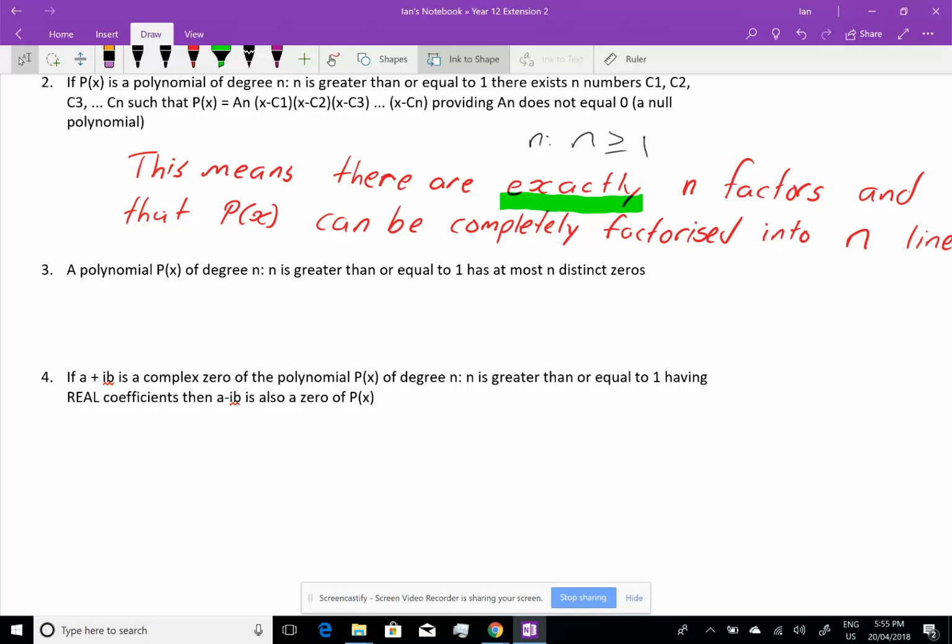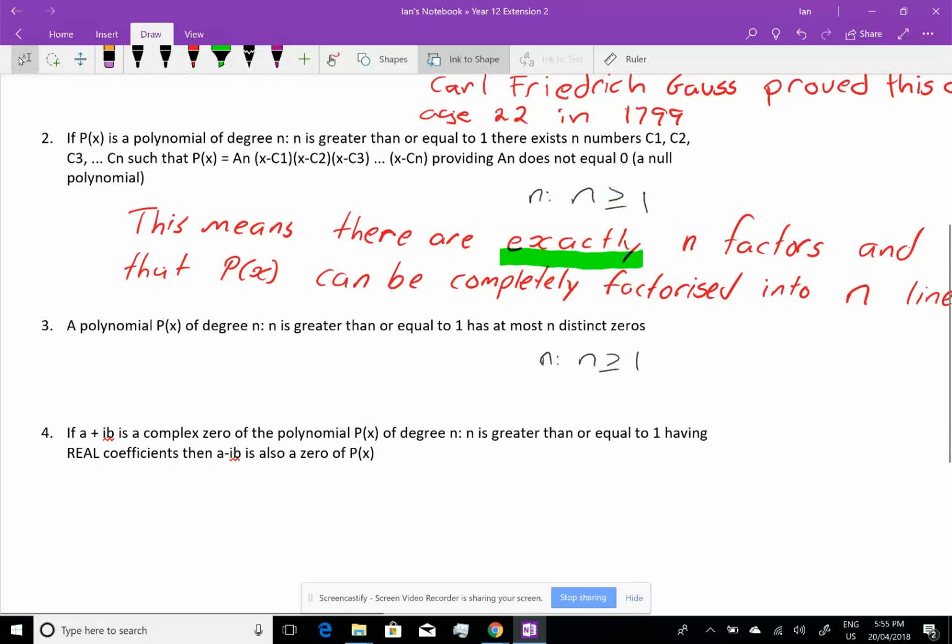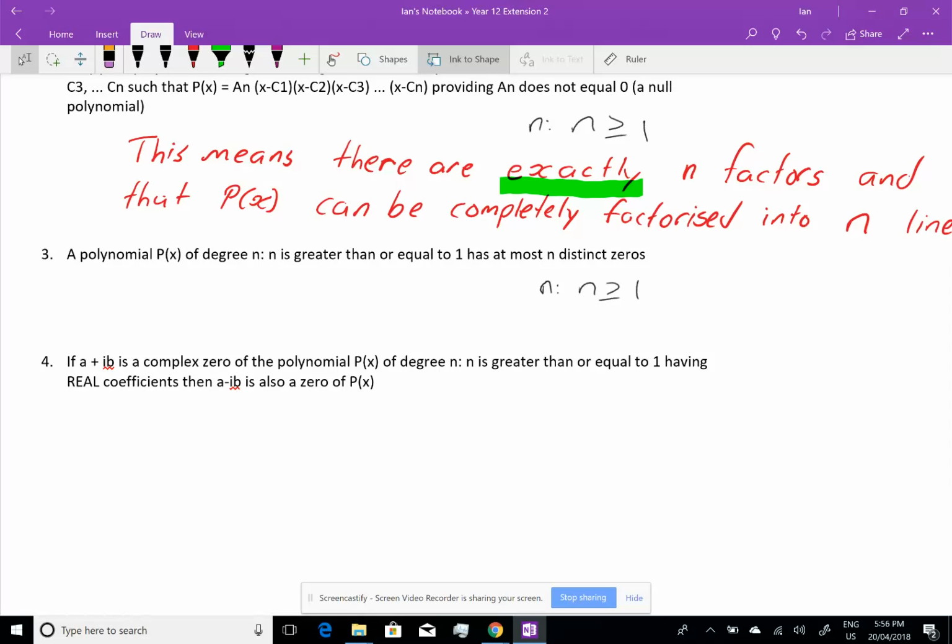The next one: a polynomial of degree n, where n is greater than or equal to 1, has at most n distinct zeros. If it's a triple root, you can factorize out x minus 3, x minus 3, x minus 3, 3 times. But if the degree is n, it has at most n distinct zeros. That's sort of repeating the last one. You're going to find those factors.